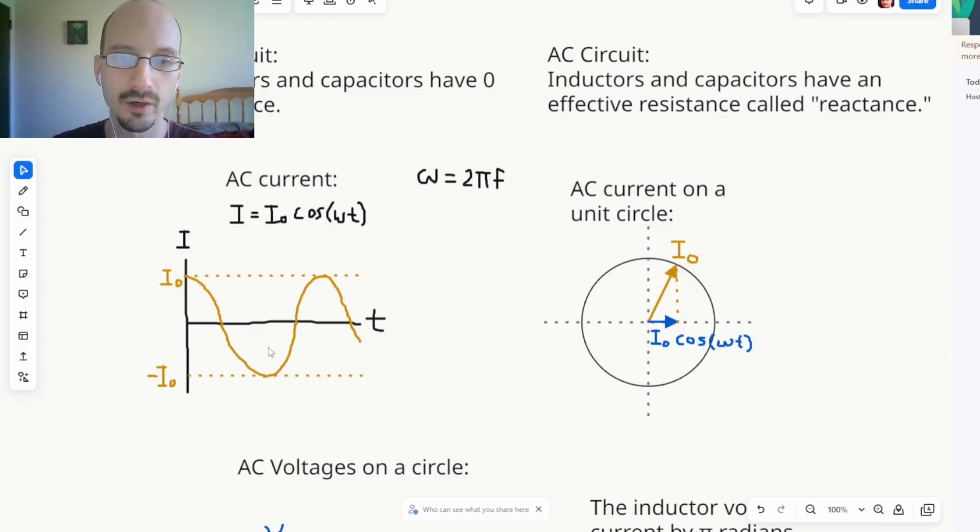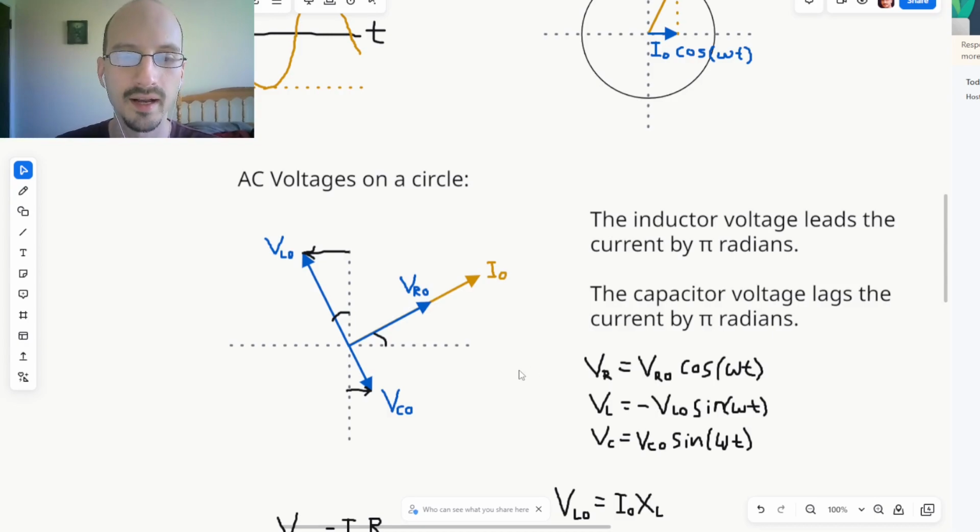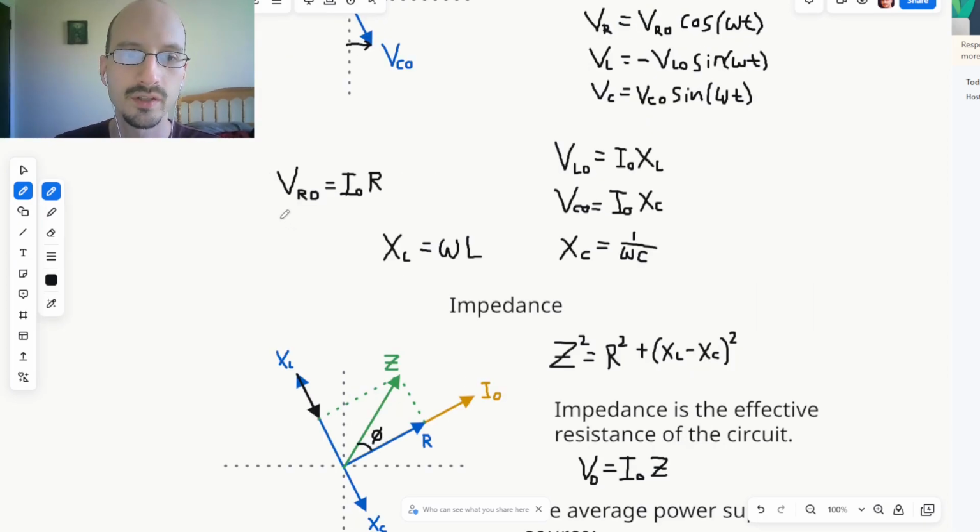We looked at a graph on a current and plotted it as a phasor vector, which rotates around a circle, with the actual current being the horizontal component. We then plotted the voltages of a resistor, inductor, and capacitor on a phasor diagram. The inductor voltage leads the current by 90 degrees. The capacitor voltage lags the current by 90 degrees. We found equations for the maximum voltage across the resistor, inductor, and capacitor, and learned a new concept called reactance, which is the inductors and capacitors version of resistance.